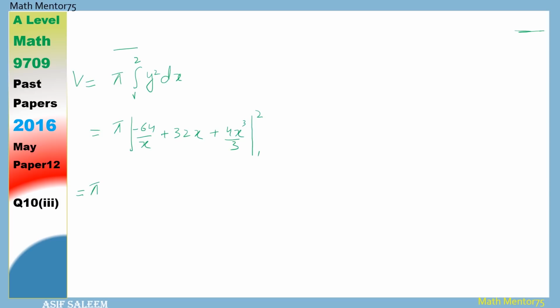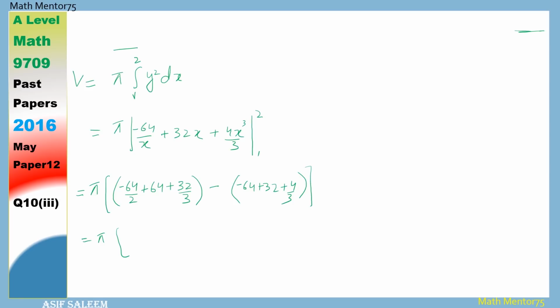First we are going to replace the upper limit, then the lower limit. The upper limit is 2, so minus 64 over 2, 32 into 2 is 64, plus 2 cube is 8, so it is 32 over 3. Then we replace 1, so it is minus 64 plus 32 plus 4 over 3. Now simplify this using your calculator.